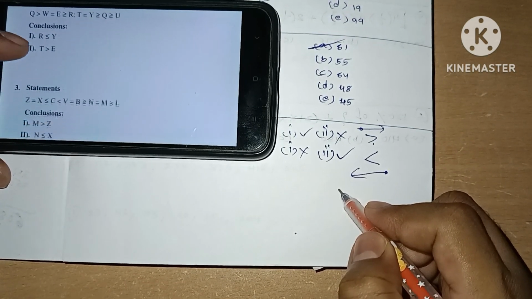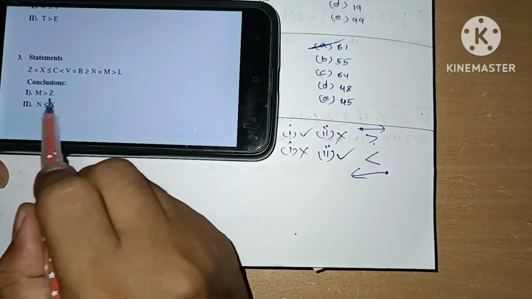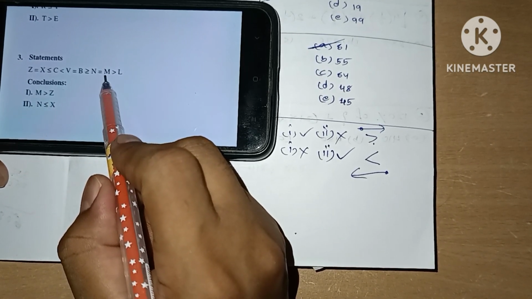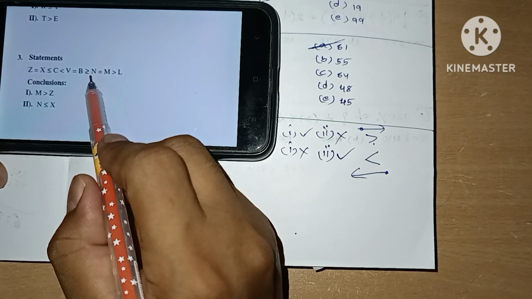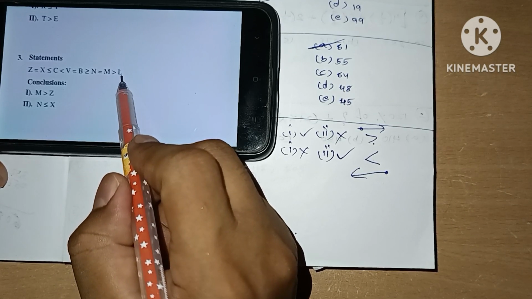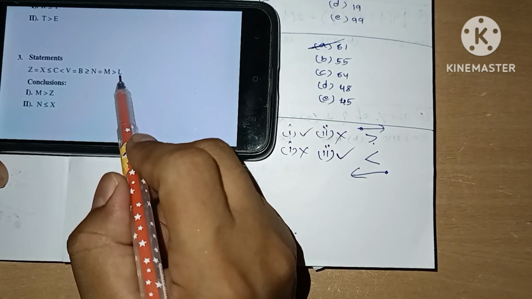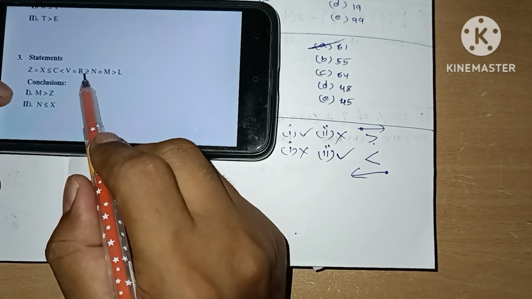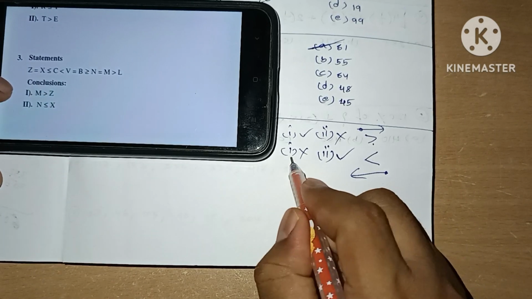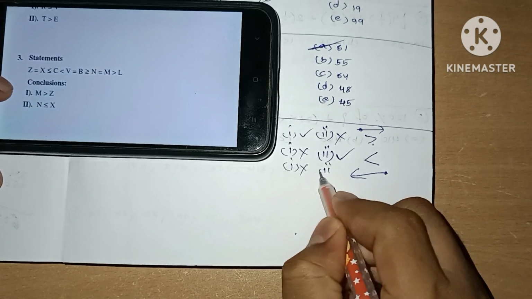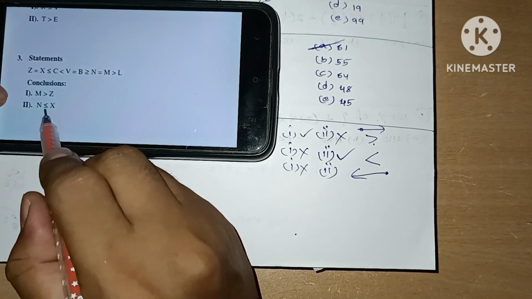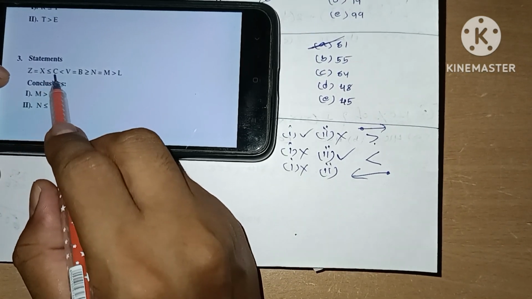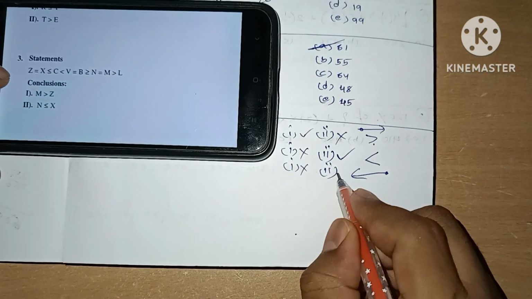Next, third question, the flow from M to Z. From M we are able to reach N or else L, but we cannot reach Z. So first conclusion will be false. Second conclusion, the flow from X to N with everywhere equals to. From X there is no flow. So second conclusion is also false.